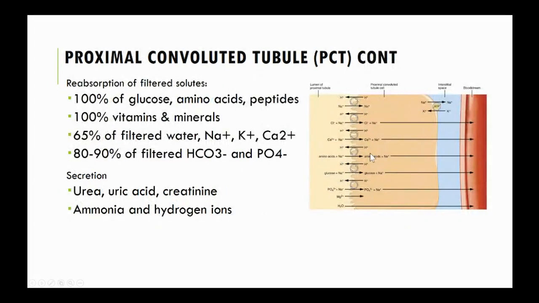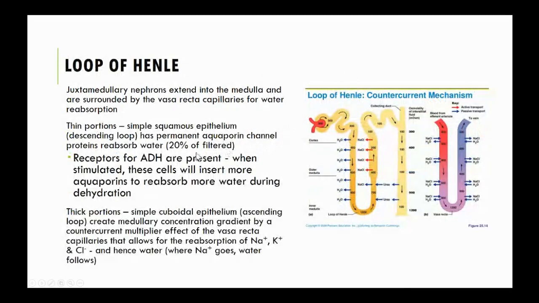Then in our proximal convoluted tubule, just to go over it: glucose, amino acids, peptides, vitamins, minerals, filtered water, sodium, potassium, calcium, and the bicarbonate and phosphate groups are reabsorbed, and urea, uric acid, creatinine, ammonia, and hydrogen ions are secreted out, right? So they're going to go into the tube, and these are going to be reabsorbed out of the tube.